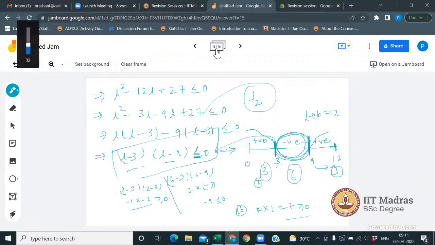So we are in week 9 or 10? No, this session is for any week. You can ask any questions. Yes, sir, I want some discussion about exponential and binomial random variables.